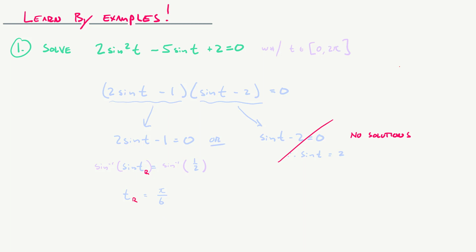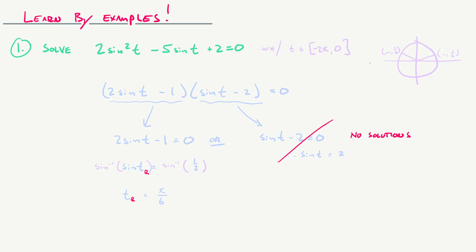But what if it said 0 to 2 pi? Now there's more than one solution. You can certainly have pi over 6. That's a solution to this thing. But there's also another angle that produces a 1/2 y coordinate on the unit circle, and that's in quadrant 2, and it's 5 pi over 6. So now we've got two solutions. By looking at a little bit of an expanded interval here, now we've got two different solutions.